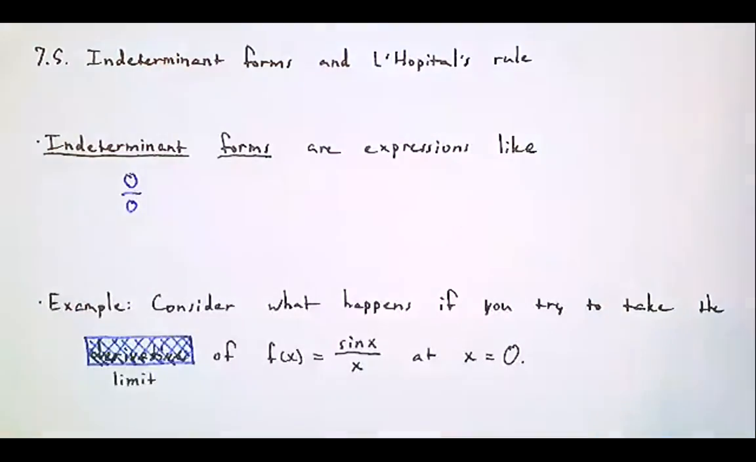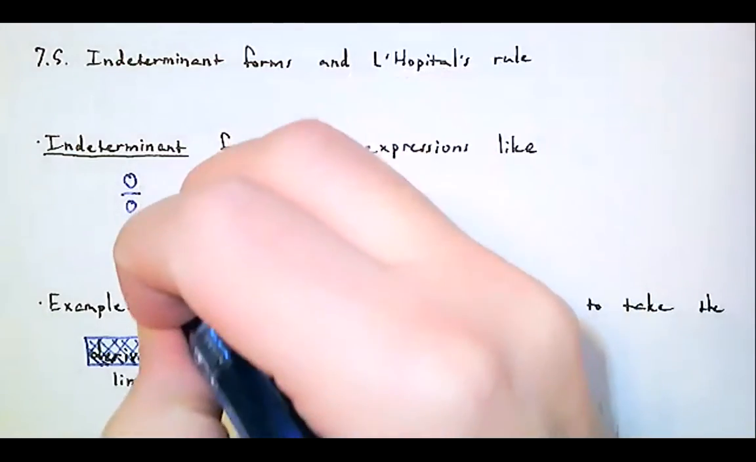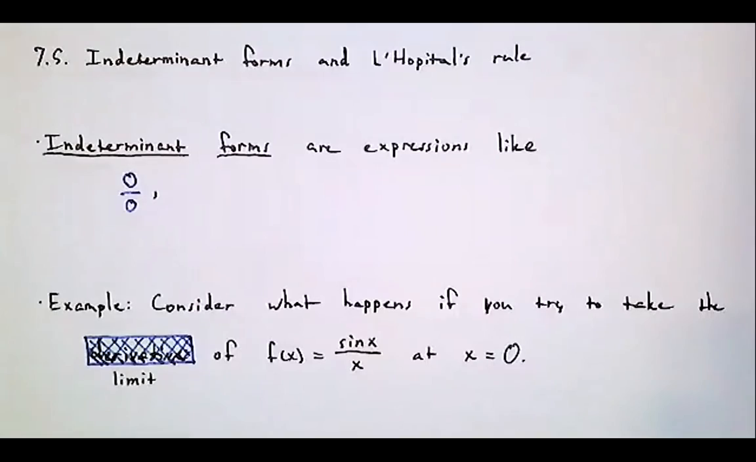So 0 over 0. We know we can't divide by 0, so this doesn't actually mean anything. That's why it's called an indeterminate form.